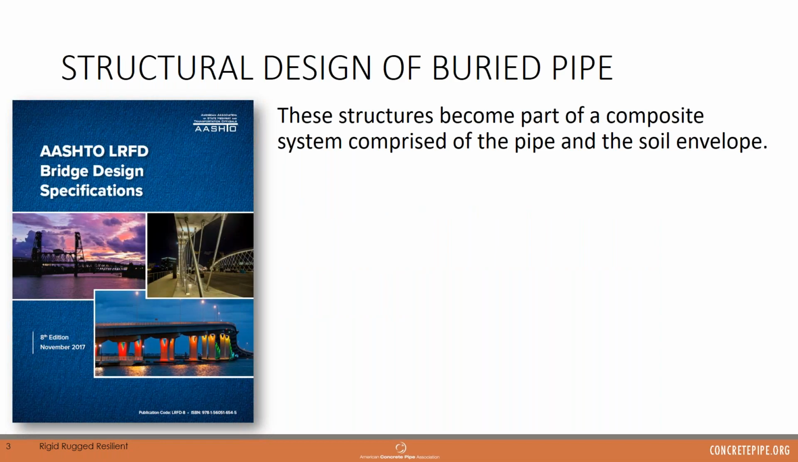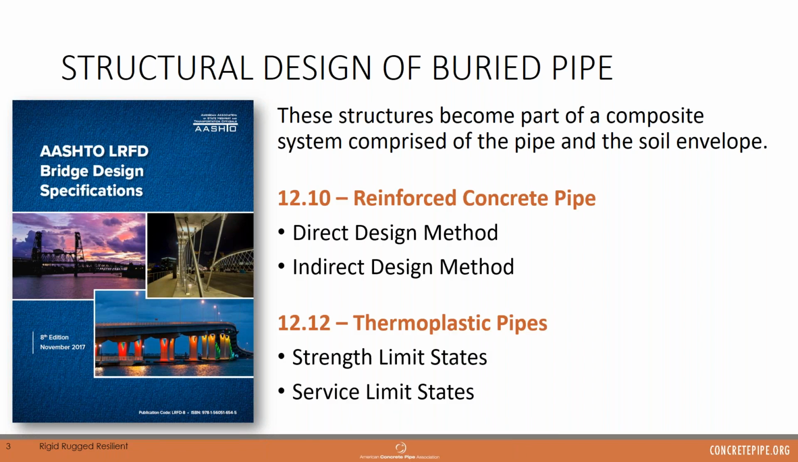As mentioned, the AASHTO LRFD code covers the design methods for both concrete and the flexible pipe materials. And in general, we share the same kind of design theory: buried pipe is a composite system comprised of the pipe and the soil envelope. In section 12.10, reinforced concrete pipe is covered. And in 12.12, it covers the thermoplastics, and then it has other sections for corrugated metal and materials like that.